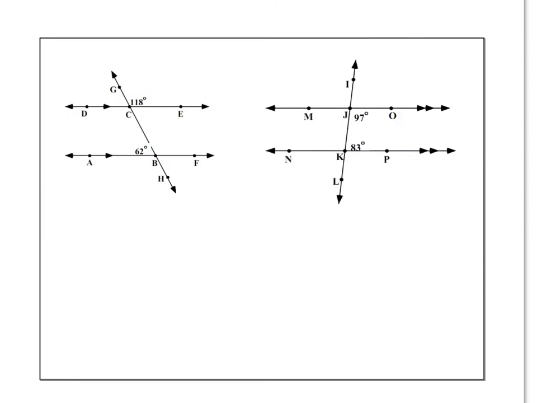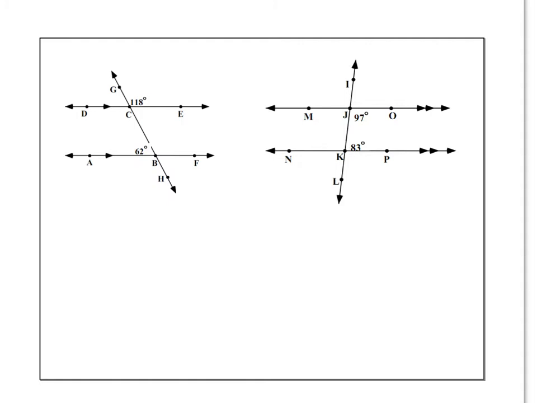So let's try this first little example here. First of all, I want to point out this extra set of arrows. This extra set of arrows means that those lines are parallel, and a lot of special things happen when the lines are parallel to each other. So first of all, let's use our knowledge of linear pairs and vertical angles and see if we can fill in all the missing angles on this picture.